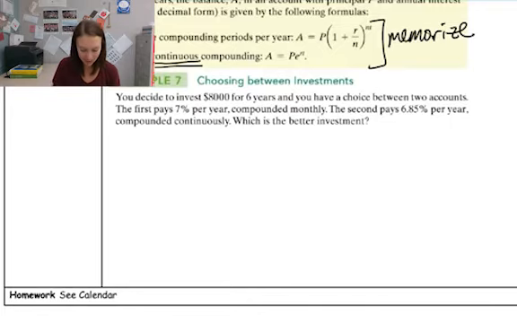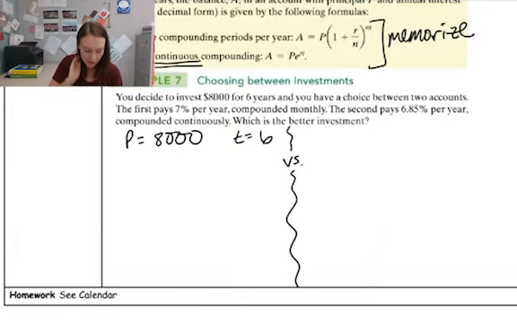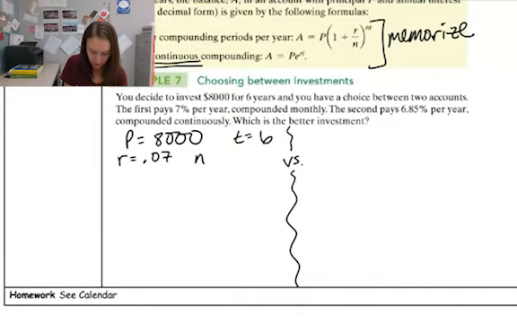You decide to invest $8,000. So that is your principal amount, $8,000 for 6 years. So t is 6. And you have a choice between two accounts. So we're going to do versus here. The first one pays 7% per year. So your annual interest rate is going to be 0.07. So convert that percentage to a decimal. Compounded monthly. So if it's compounded monthly, then how many times per year is that compounded? It's 12 times per year.